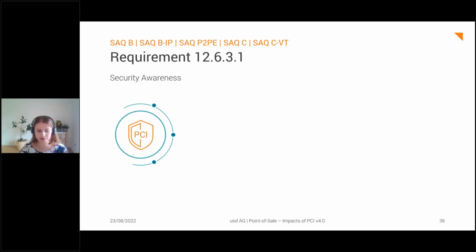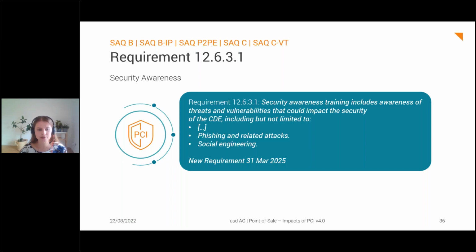We are almost finished with the new requirements. Requirement 12.6.3.1, security awareness. This requirement also applies to all of our SAQs. Security awareness training was always already asked for in our SAQs, so we always needed to train our employees on the topic of security awareness. The change here is that we explicitly added phishing and related attacks as well as social engineering. By the way, this is also a future-dated requirement.